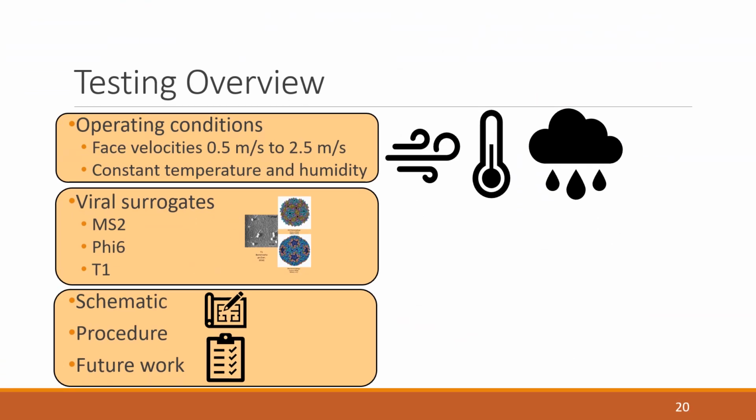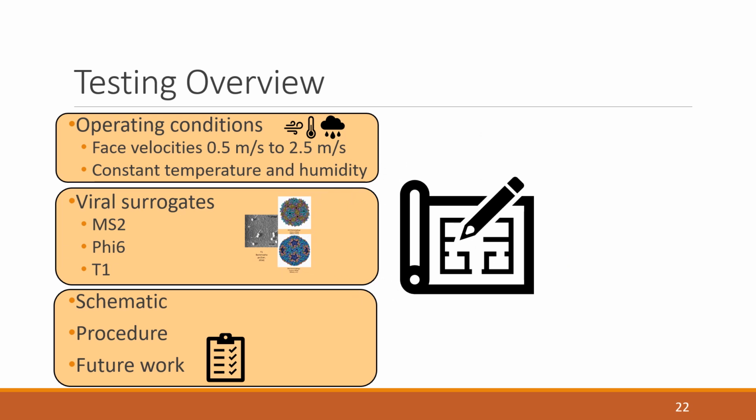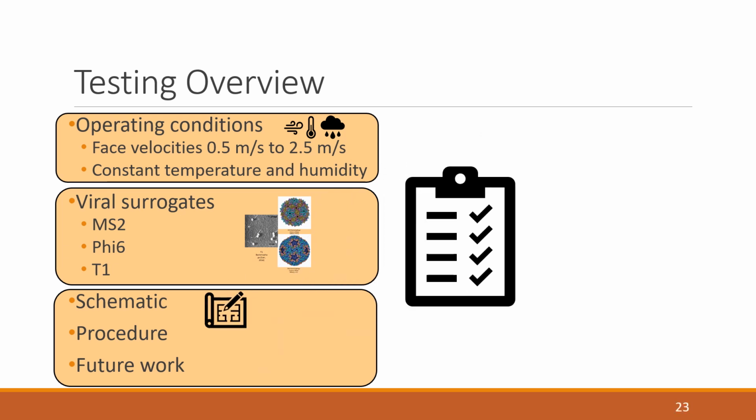Our experiment will feature varied face velocities between 0.5 and 2.5 meters per second while maintaining constant temperature and humidity. We will also be using viral surrogates, MS2, phi6, and T1 bacteriophages as potential choices. I'll get more into the surrogates after detailing the operating conditions, followed by our test schematic, procedure, and future work.